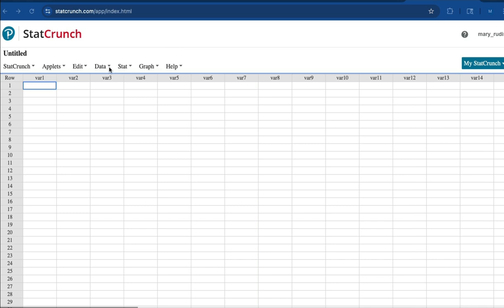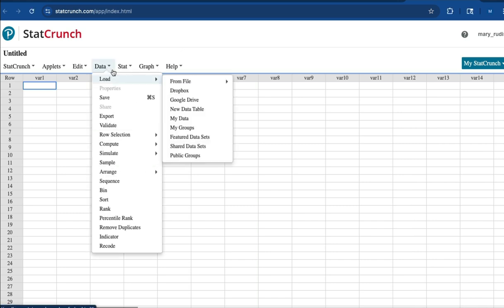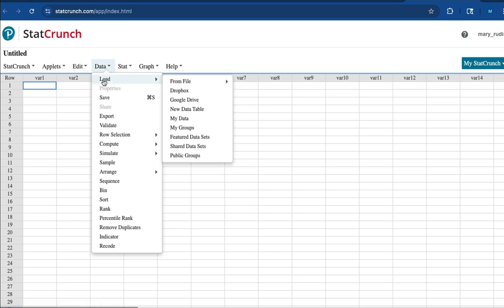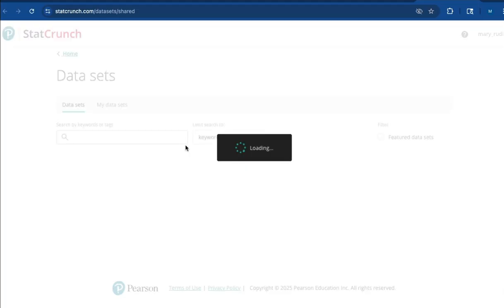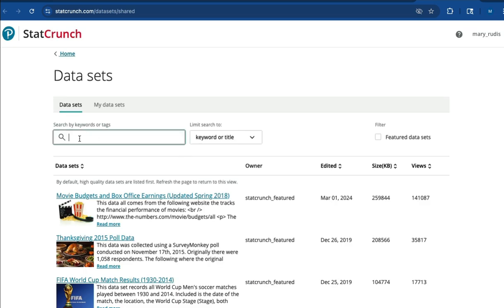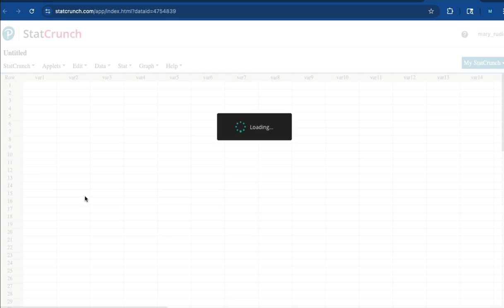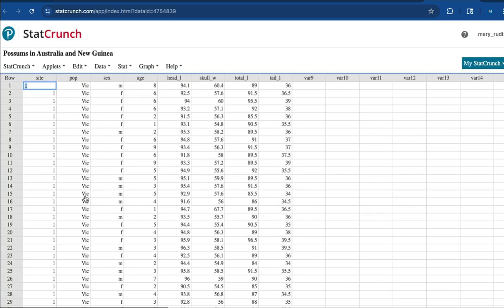All right, so I'm in StatCrunch. We're going to go to the Data menu, Load, and then look for Shared Data Sets, because these are not part of your book. These are data sets that I actually loaded in. And we're going to search by keyword. The keyword is possums. Just click on it, and that will open the data in StatCrunch for you.